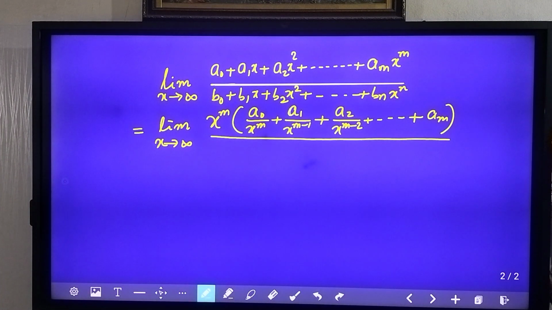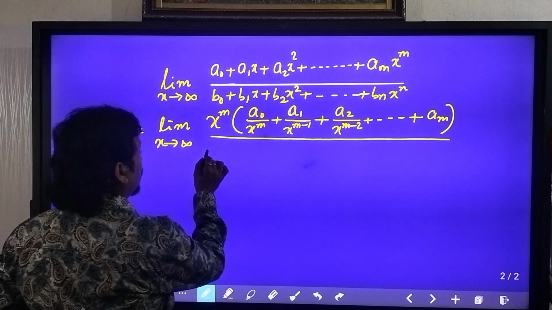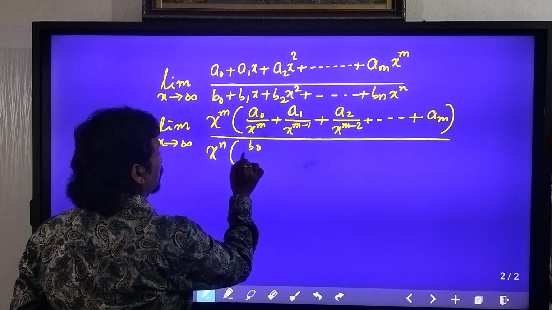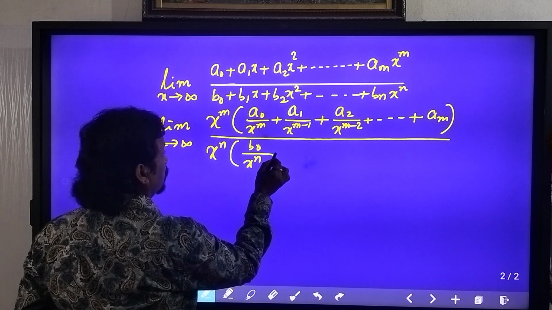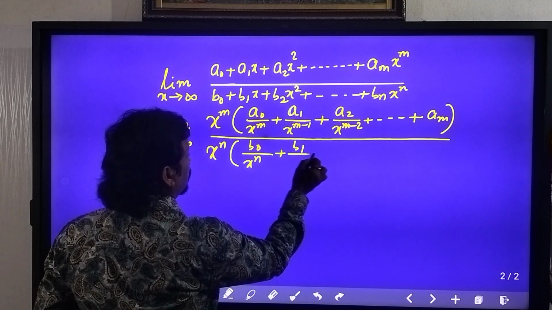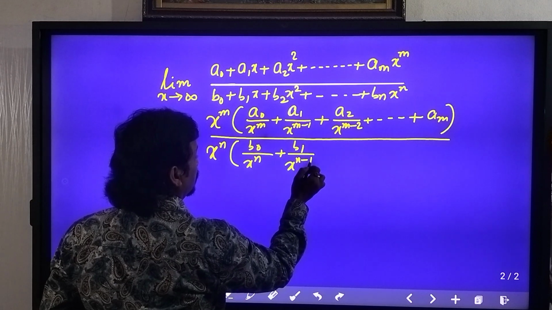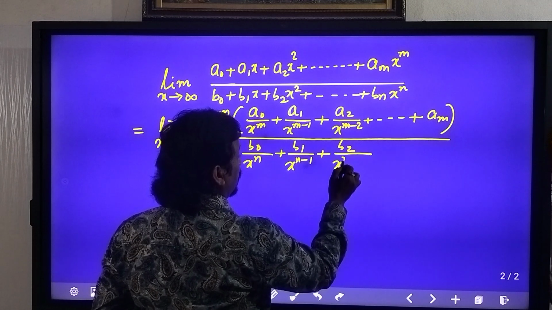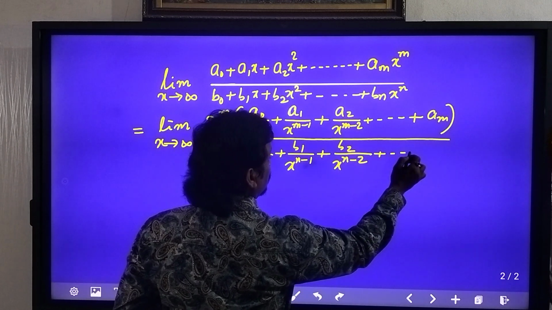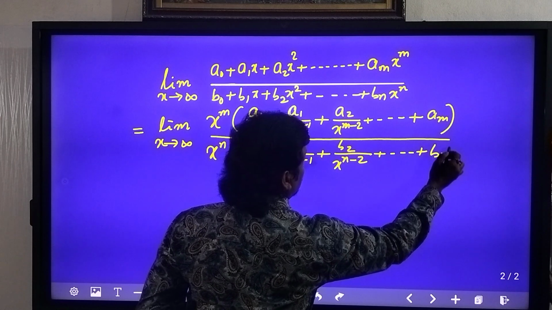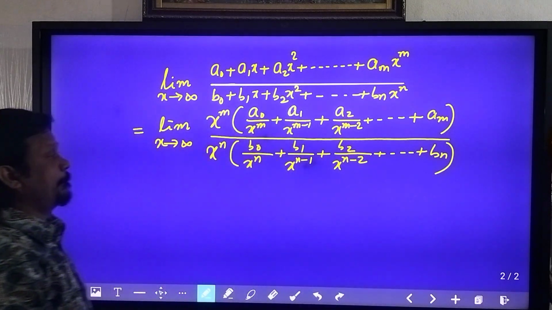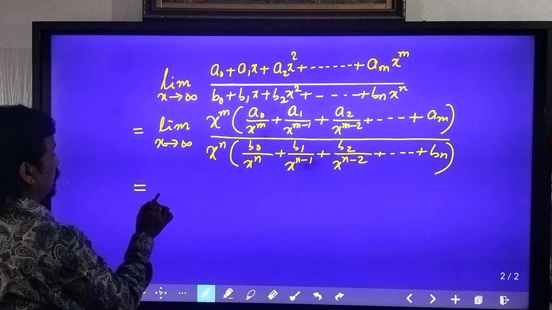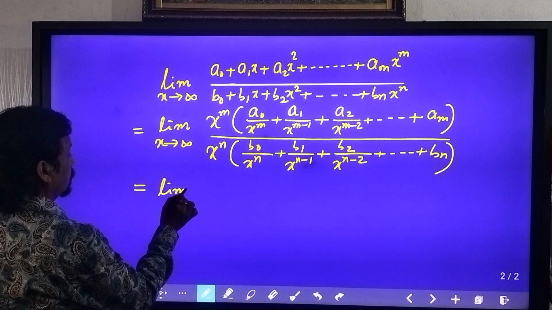Similarly, let us take the common x to the power n from the denominator. It will become b naught by x to the power n plus b1 by x to the power n minus 1 plus b2 by x to the power n minus 2 plus bn. Okay, so let us write it in a systematic way.